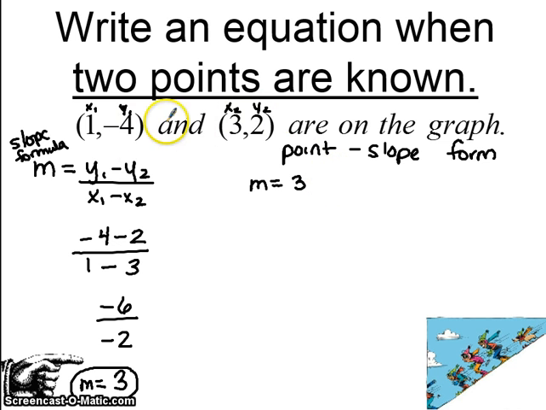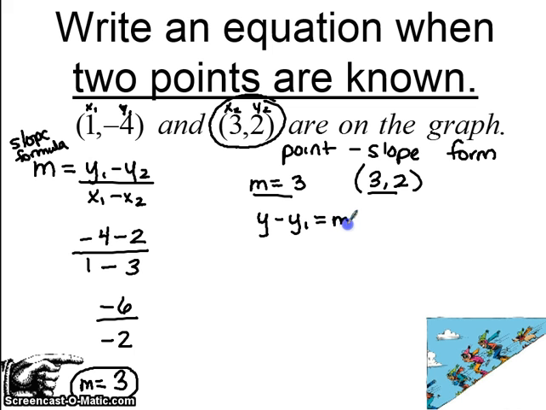Now, in my opinion, I would choose this point to use because they're both positive and I don't have to worry about that negative sign. So we're going to use the point 3, 2. Now that we know a point and the slope, we can use point slope form. Y minus y1 equals m times x minus x1. M is 3, so we'll substitute 3 for m. X1 is 3. Remember, x1 always comes first.